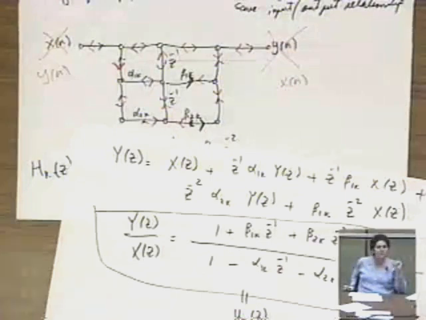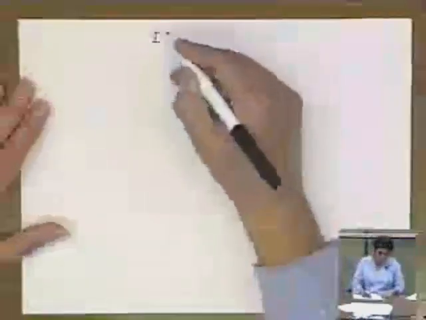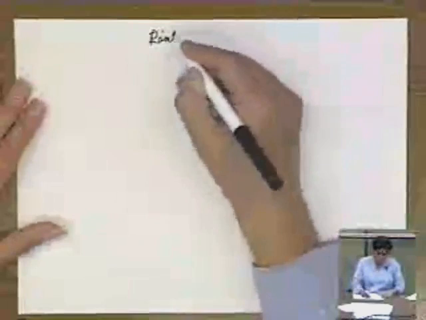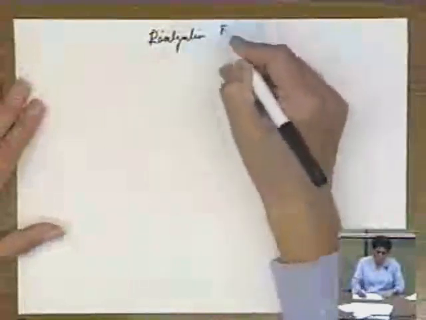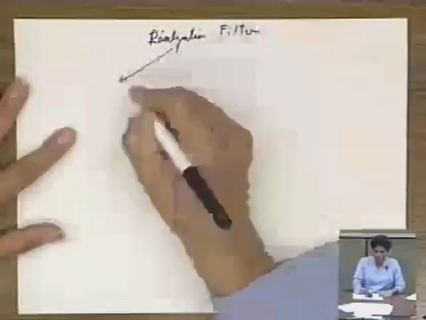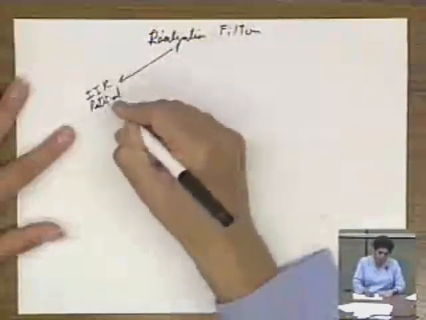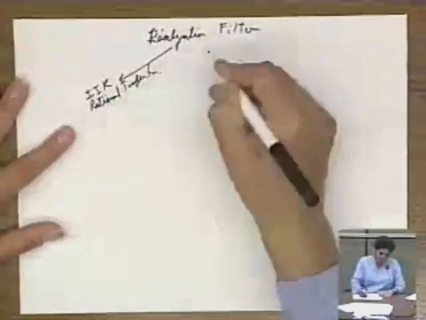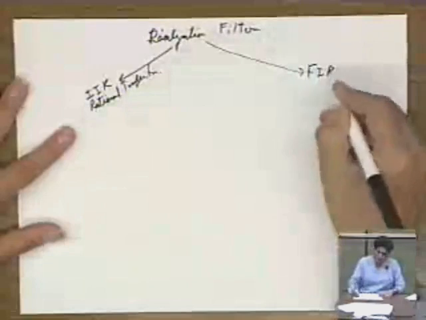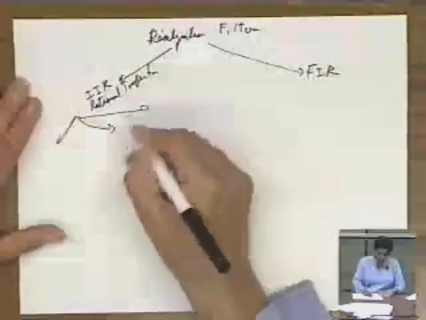Any other questions or comments? Okay, so what I'd like to do is just move on. So far we've talked about IIR filters. So we've talked about realization of filters. We've talked about IIR filters and with rational transfer function. And now I'm going to start talking about FIR filters.